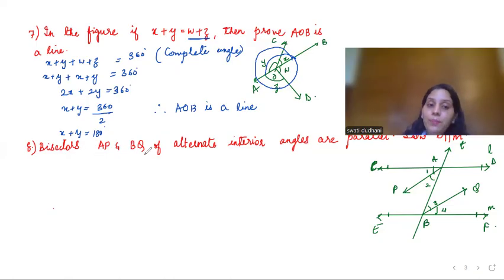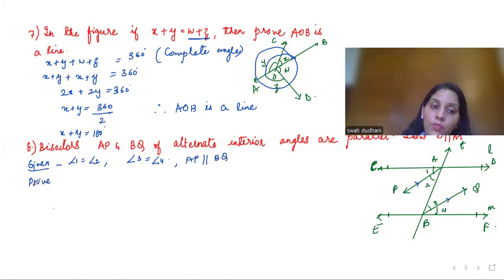Bisectors AP and BQ of alternate interior angles are parallel. So here we see that AP and BQ are parallel to each other and they are the bisectors also. So what do you mean by the bisectors? So firstly, let us write what is given. Bisectors means that this complete angle is divided into two equal parts. So it is given 1 equal to 2 and 3 equal to 4. And we are also given AP is parallel to BQ. And what do we need to prove? We need to prove L is parallel to M.